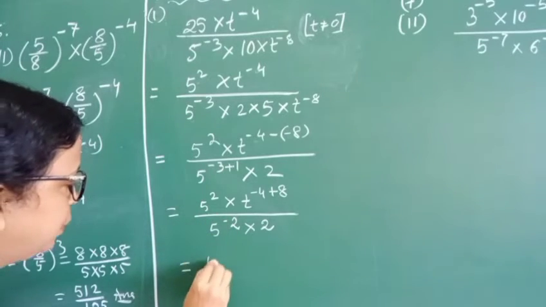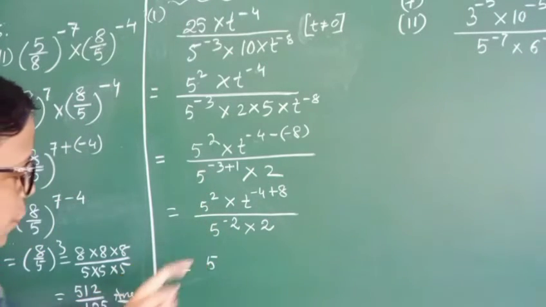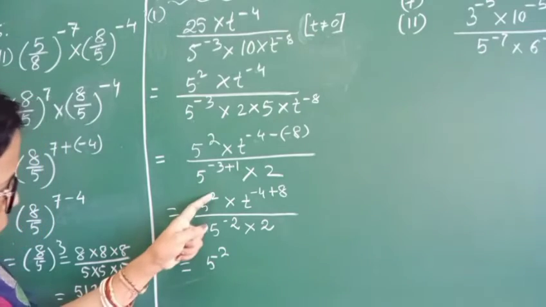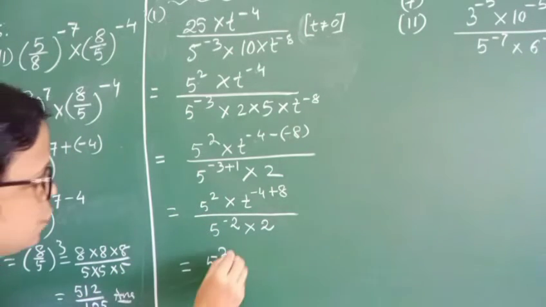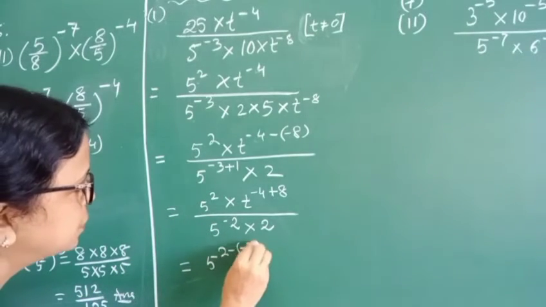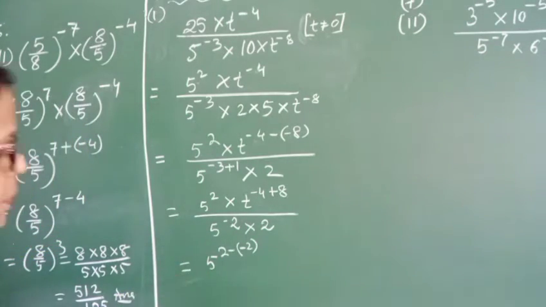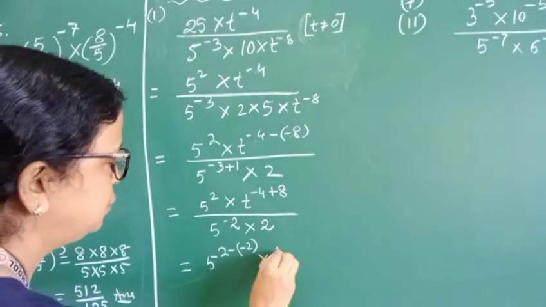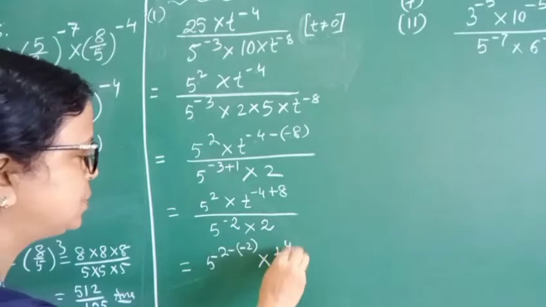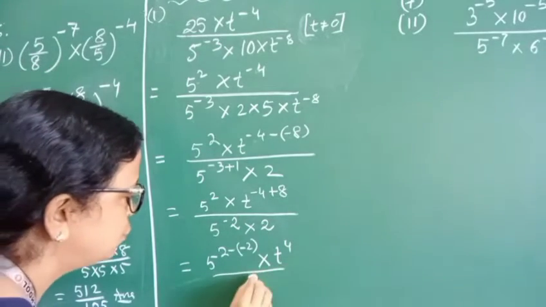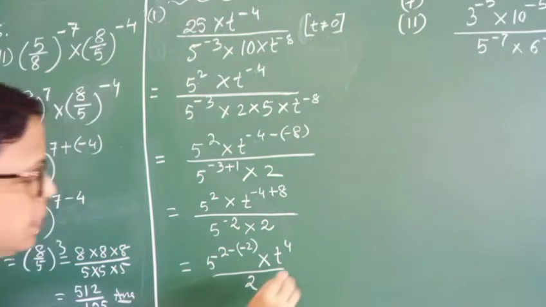5 to the power plus 2, 5 to the power 2 divided by 5 to the power minus 2, so minus minus 2, into t to the power minus 4 plus 8, means 4, divided by 2, 2 is alone here. Next what you can write?